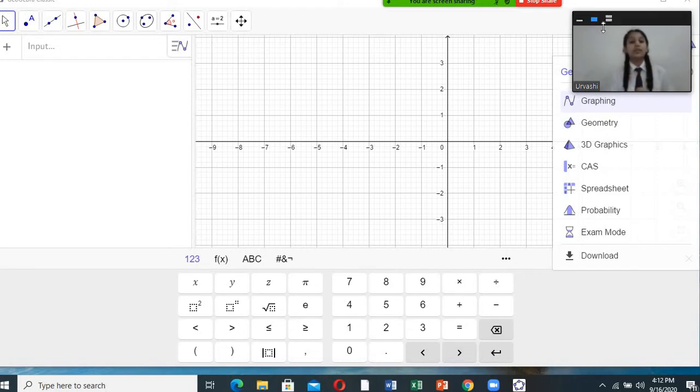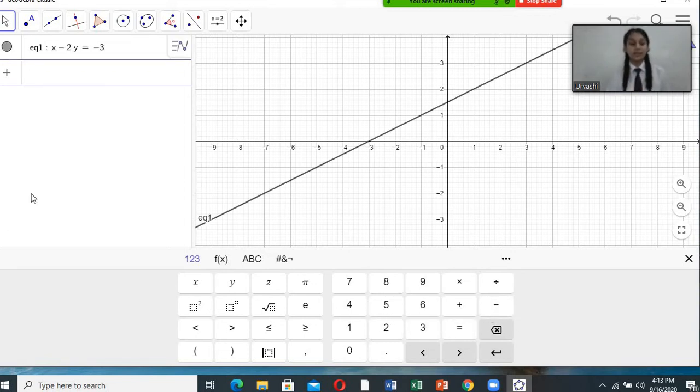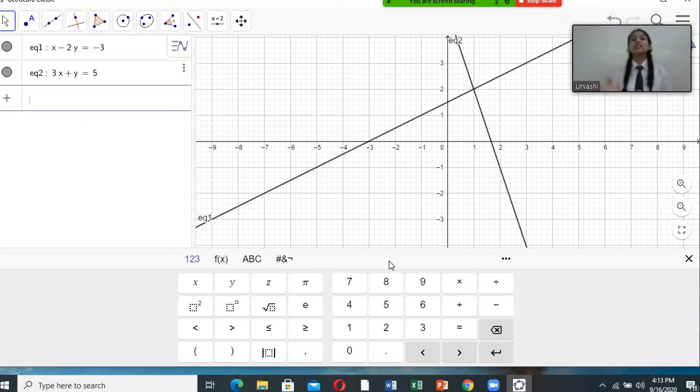The equations which we are going to solve today are, let's suppose, x minus 2y equals minus 3. Secondly, we have the equation 3x plus y is equal to 5. As I have already discussed, it is the straight line equation.